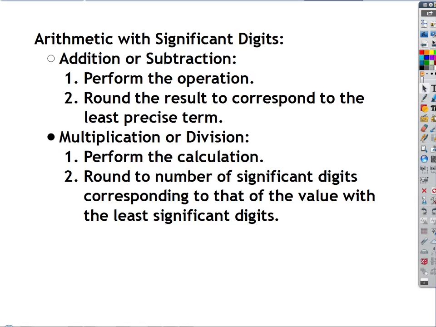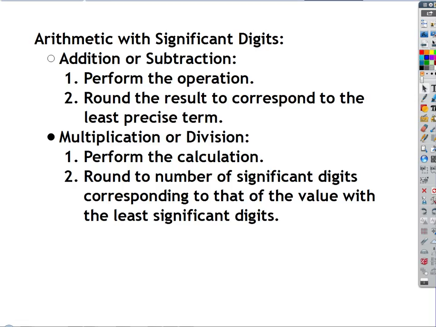So, arithmetic with significant digits. When you're adding or subtracting measurements, what you do is you're going to perform the operation, add or subtract the list of measurements, and then you're going to round the result to correspond with the least precise term. So this really doesn't have anything to do with the number of sig figs this time, right? See what I'm saying with that? Let's look at an example.